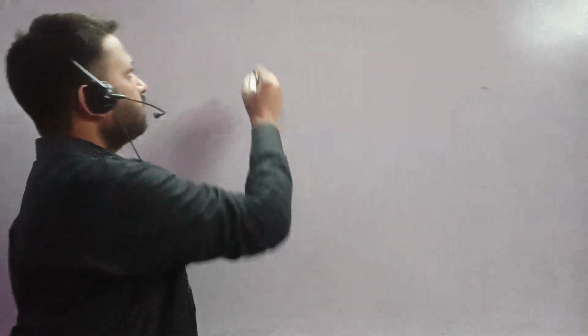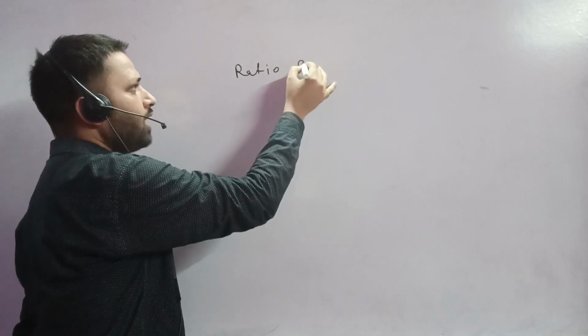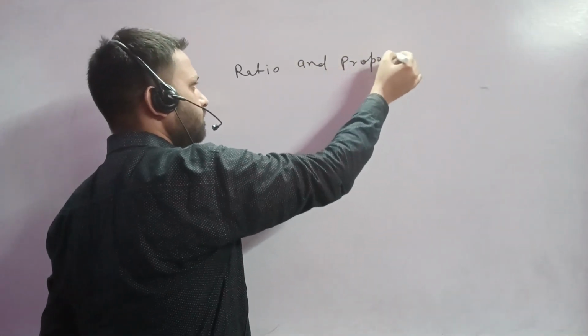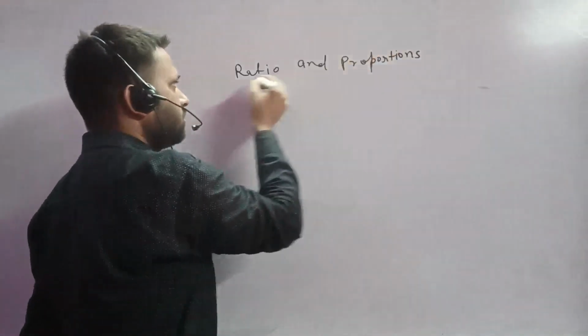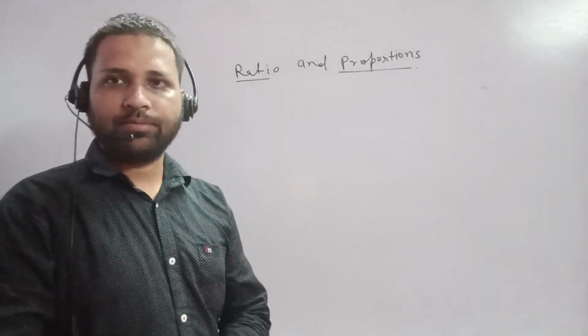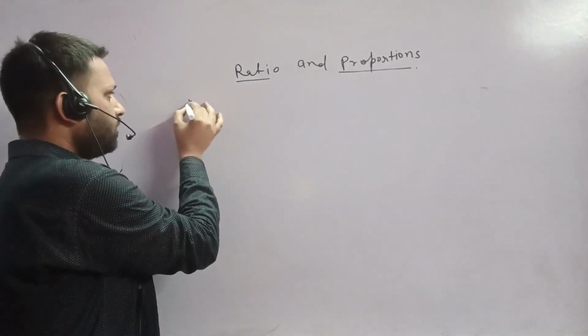Okay, this is chapter number 5. First of all, we write here the chapter name: Ratio and Proportion. This is chapter number 5. Now, first of all, we start with ratio.